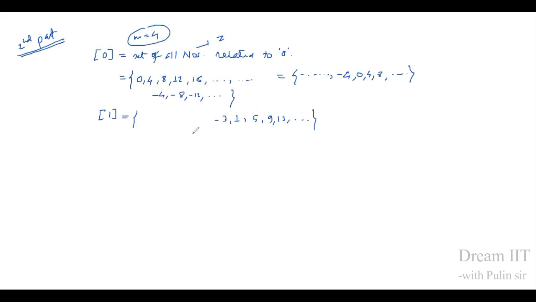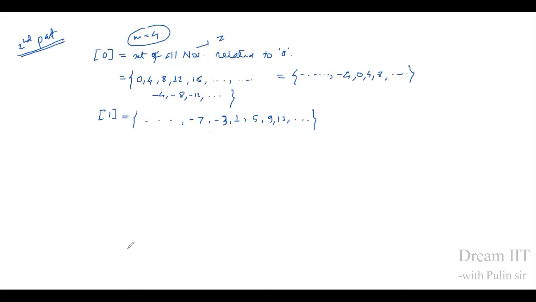Here it will be what? Minus 3. What will it be? Minus 7. Now did you find any peculiarity? We have found the peculiarity that each two numbers differ by 4. Right? Right hand side numbers are obtained just by adding 4.